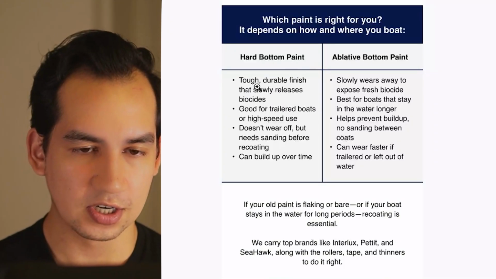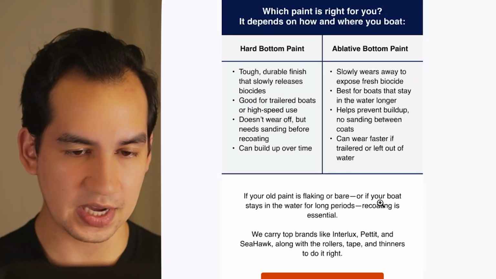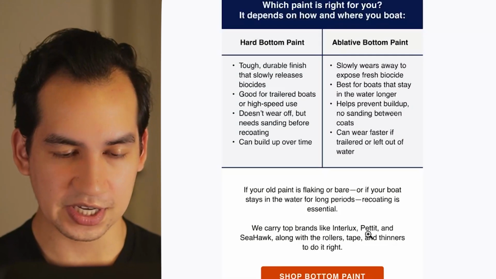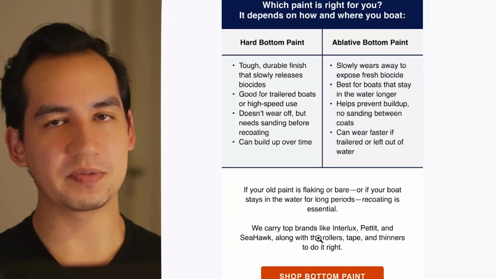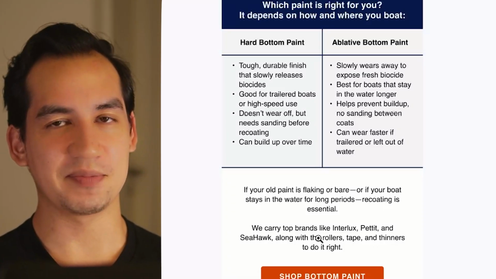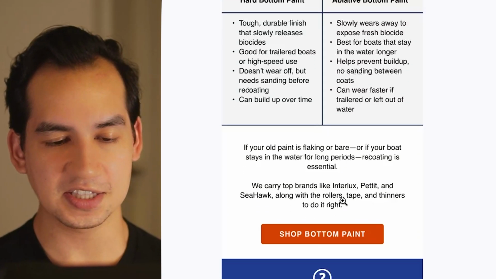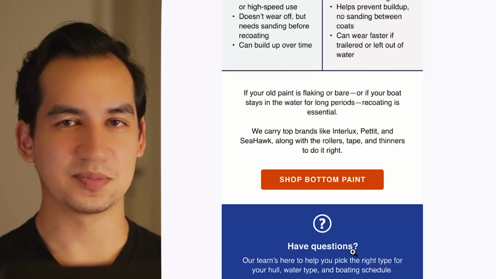So here's the hard versus ablative, pros and cons. It weighs it out. If your old paint is all this, then recoating is essential. Then positioning the brand: choose what type of paint you want. Depending on which one you chose, we happen to carry the top brands in the space, such as these. Shop bottom paint.